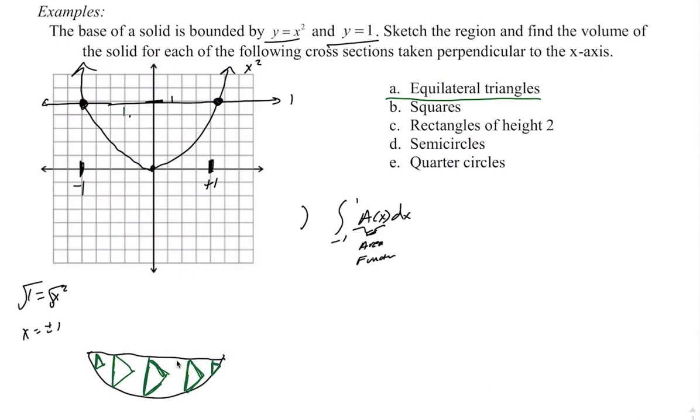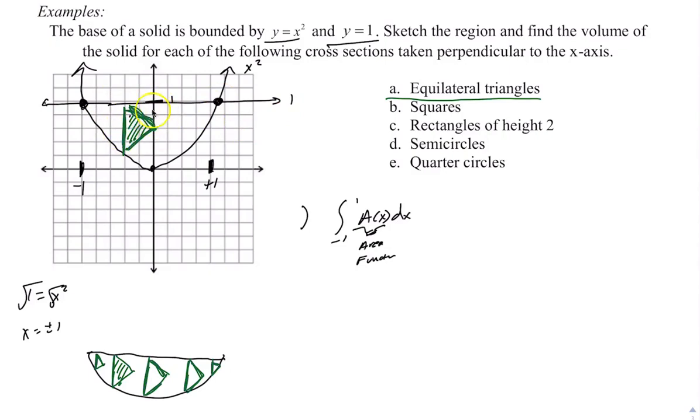So if I drew it up here, it looks like this. Equilateral triangle, kind of like that. Again, the whole idea is that they fill up the whole solid. What we want to do is find the area of one of these. If we can find the area of one and then integrate it across the whole length, we'll find the volume.